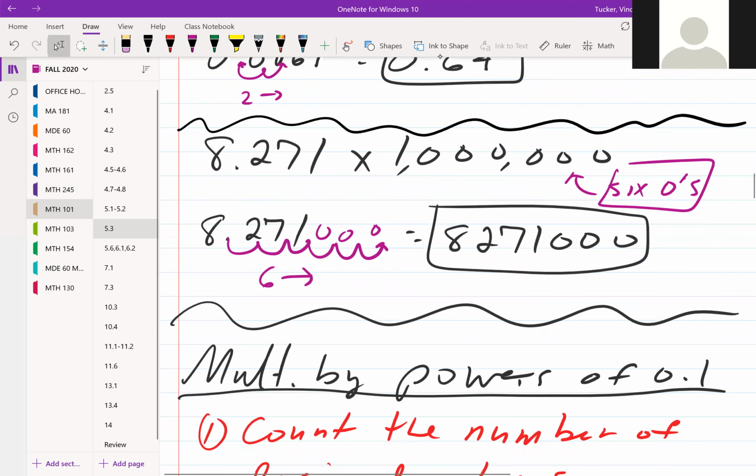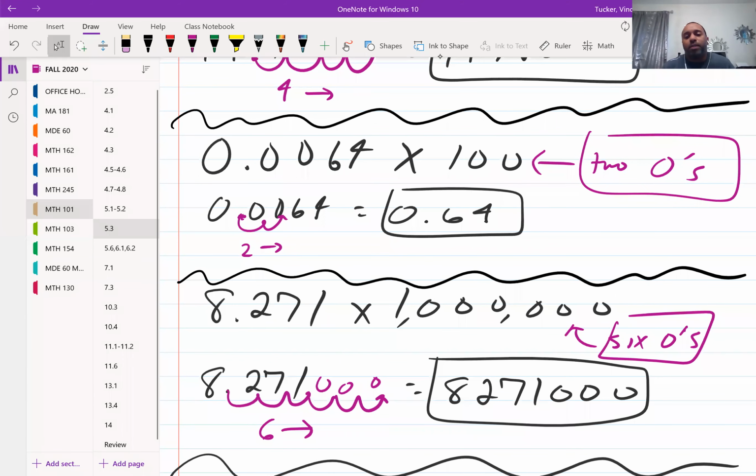Let me see, do I have anything else out there? Yep. So the same thing happens here in this last one, 8.271 times 1 million. So 1 million has 6 zeros, and we're going to move the decimal 6 places to the right. All right. Any questions?